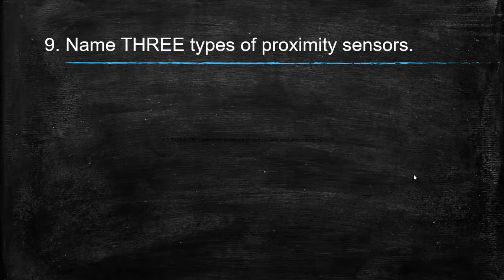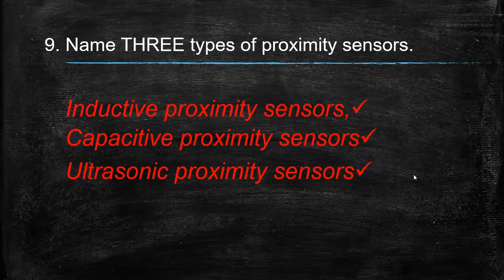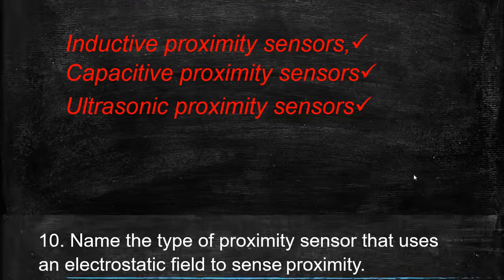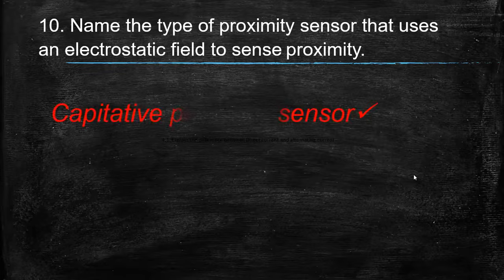Name 3 types of proximity sensors. Inductive proximity sensors, capacitive proximity sensors, and ultrasonic proximity sensors. Do read up more on these. Name the type of proximity sensor that uses an electrostatic field to sense proximity. A capacitive proximity sensor.